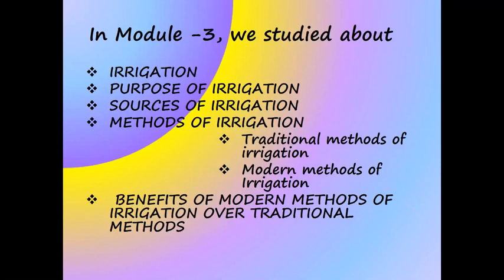Let's start with today's class, where we will continue the topic of crop production, Module 4. In the previous module, we studied a very essential agricultural practice, that is irrigation. We studied the purpose of irrigation, various sources of irrigation, and methods of irrigation, in which we studied traditional methods and modern methods. And lastly, we studied the benefits of modern methods of irrigation over traditional methods.